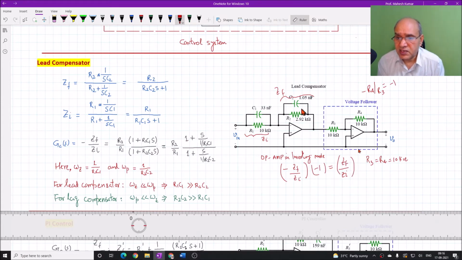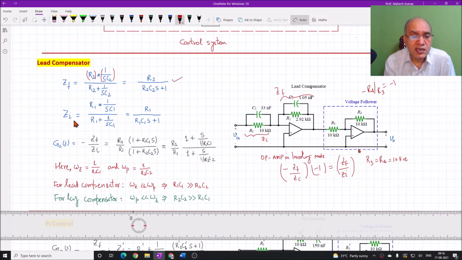What is ZF? It is shunt combination of R2 and C2, and what is ZI is shunt combination of R1 and C1. So we can write this in a Laplace domain. Therefore ZF is R2 into 1 by SC2. This is the impedance of the capacitance in Laplace transform, and this is R2 divided by R2 plus 1 by SC2, and similarly ZI equals to R1 into 1 by SC1, the shunt combination of these two. Okay, that becomes R1 by R1 C1s plus 1.